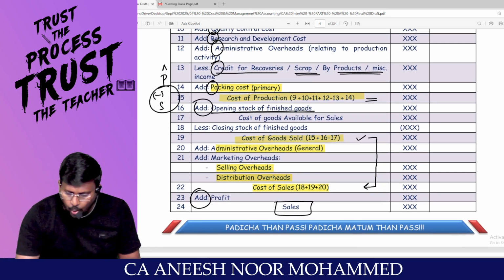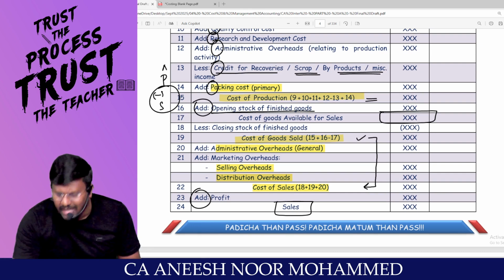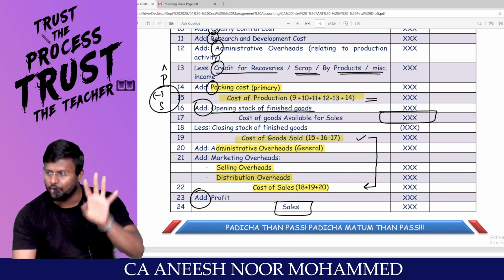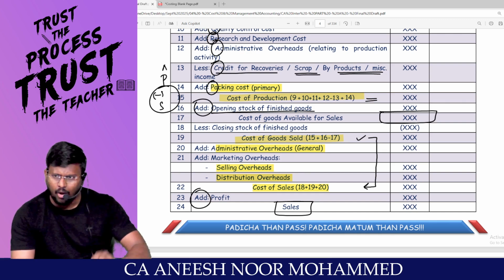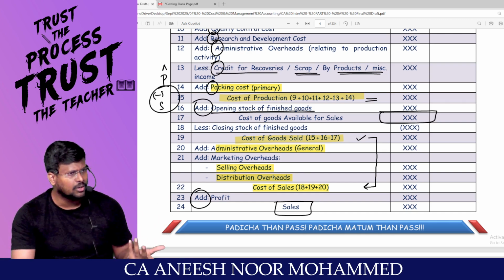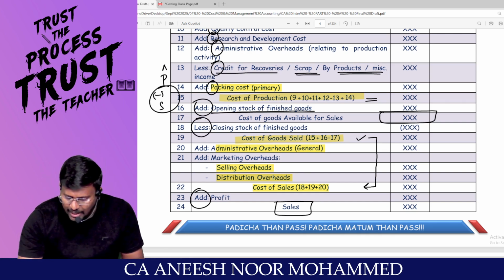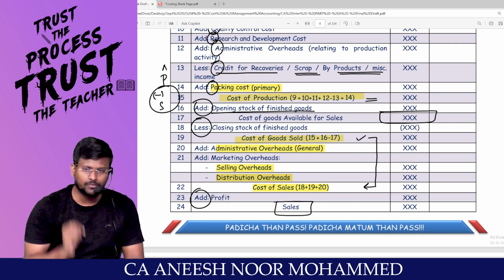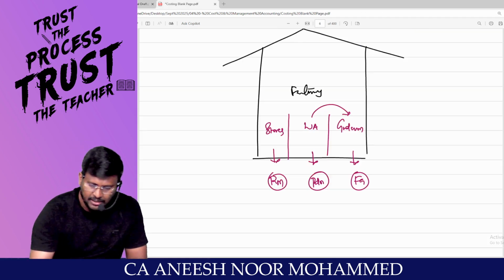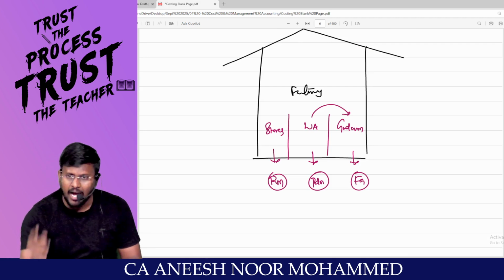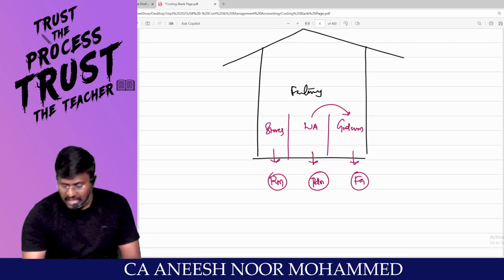So in the godown, COGAS will be there. What is COGAS? Cost of goods available for sale. Will I sell all the items in the godown? That's why less closing stock of finished goods. I will get the cost of goods sold.